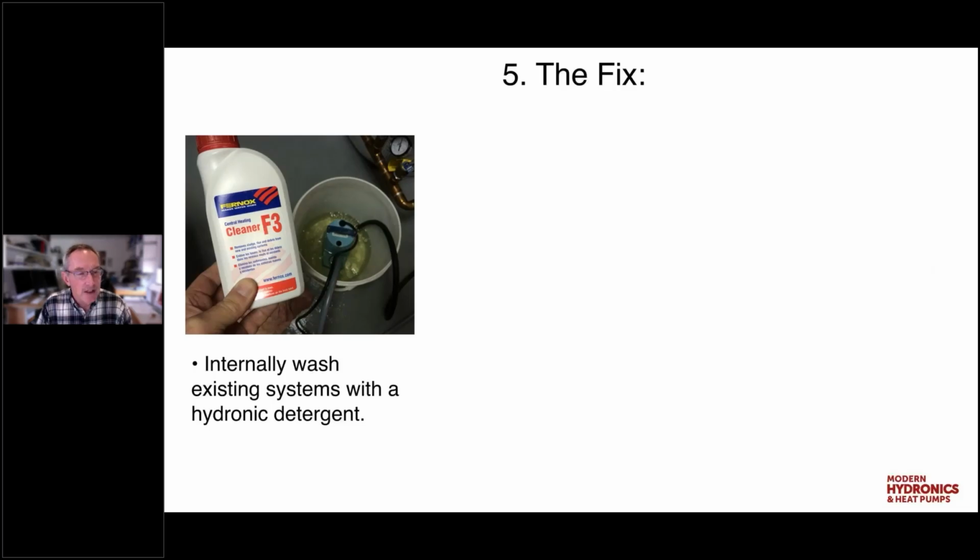It's fairly easy to do this. You can set up a bucket, put some of this in, it's dissolved in water, and you circulate it for perhaps an hour through the system, and it will dissolve and bring back some of the scale in the system.